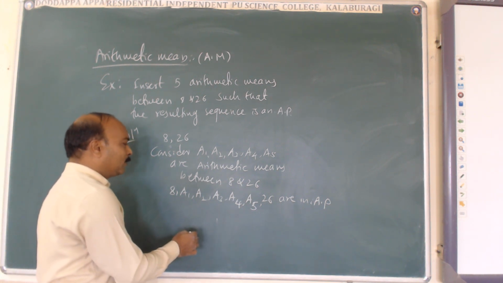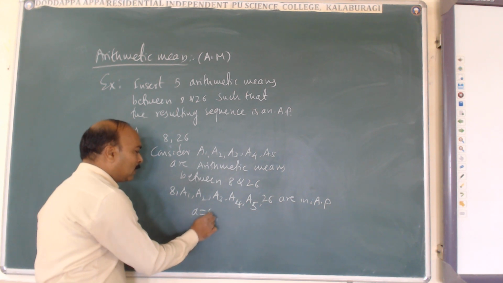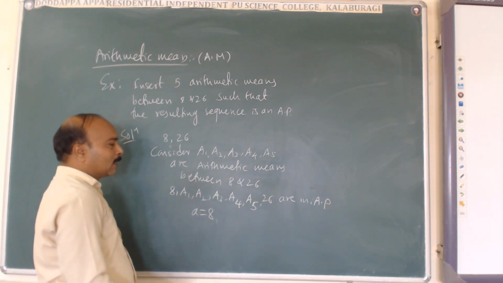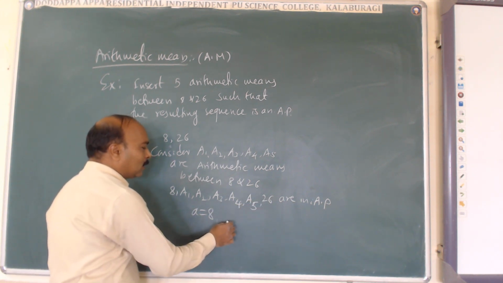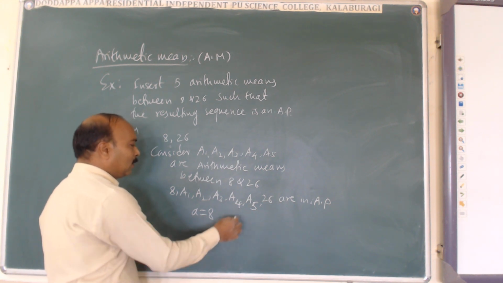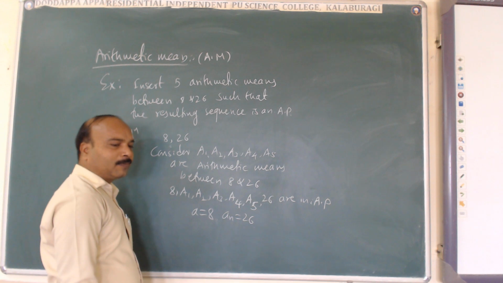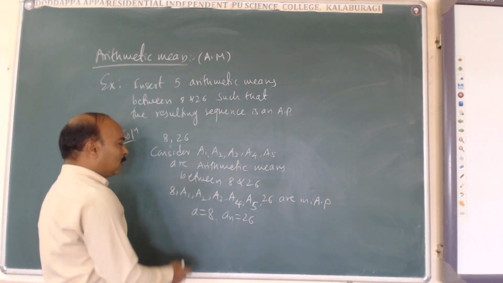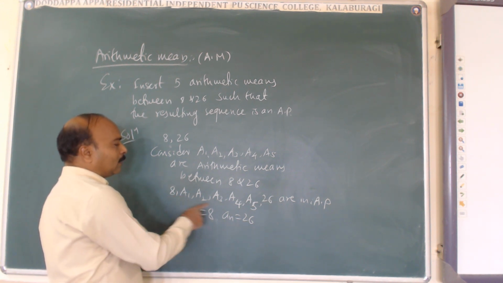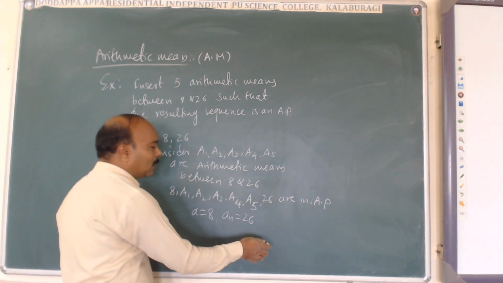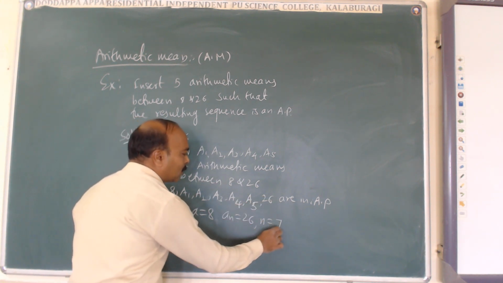Here clearly we observe that a value is 8, that is the first term of AP, and this last one is 26. It is nothing but an equal to 26, the last term of AP, and the number of terms you count here, 5 plus these two, total it is 7. Therefore n equal to 7.